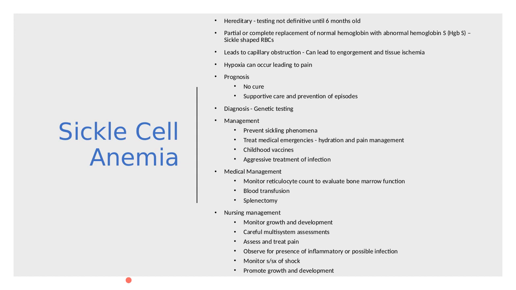Medical management, so you want to monitor the reticulocyte count to evaluate bone marrow function, give blood transfusions as needed, and eventually it may be bad enough that they'll need a splenectomy. Nursing management, you want to monitor growth and development. You want to do careful multi-systems assessments to make sure no organs are being damaged from the sickling of the cells. You want to assess and treat any pain the child is having, observe for presence of inflammatory or possible infection, monitor for signs and symptoms of shock when they are in an episode, and do what you can to promote normal growth and development for the child.